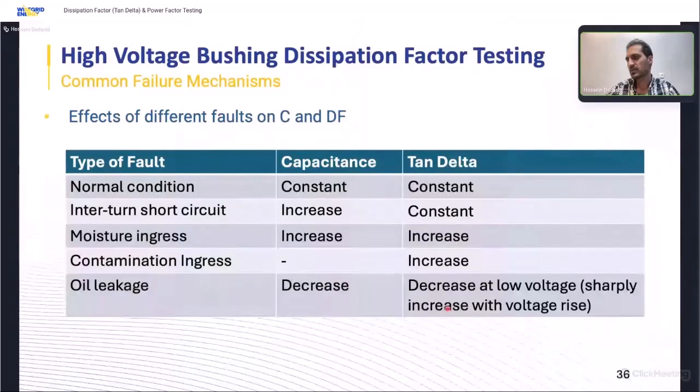For moisture ingress, the capacitance value, also tan delta value, will increase. For contamination, the capacitance value depends on the type of contamination, but the tan delta value will increase. And finally, for oil leakage, the value of capacitance will decrease because instead of oil, gas comes into the bushings, and the permittivity of the gas is lower than the oil, so total capacitance of the bushing will decrease. But for dissipation factor, it decreases at low voltage, but if we increase test voltage up to 10 or 12 kV, because of the partial discharge inside of the bushing, we will get a higher value for dissipation factor.